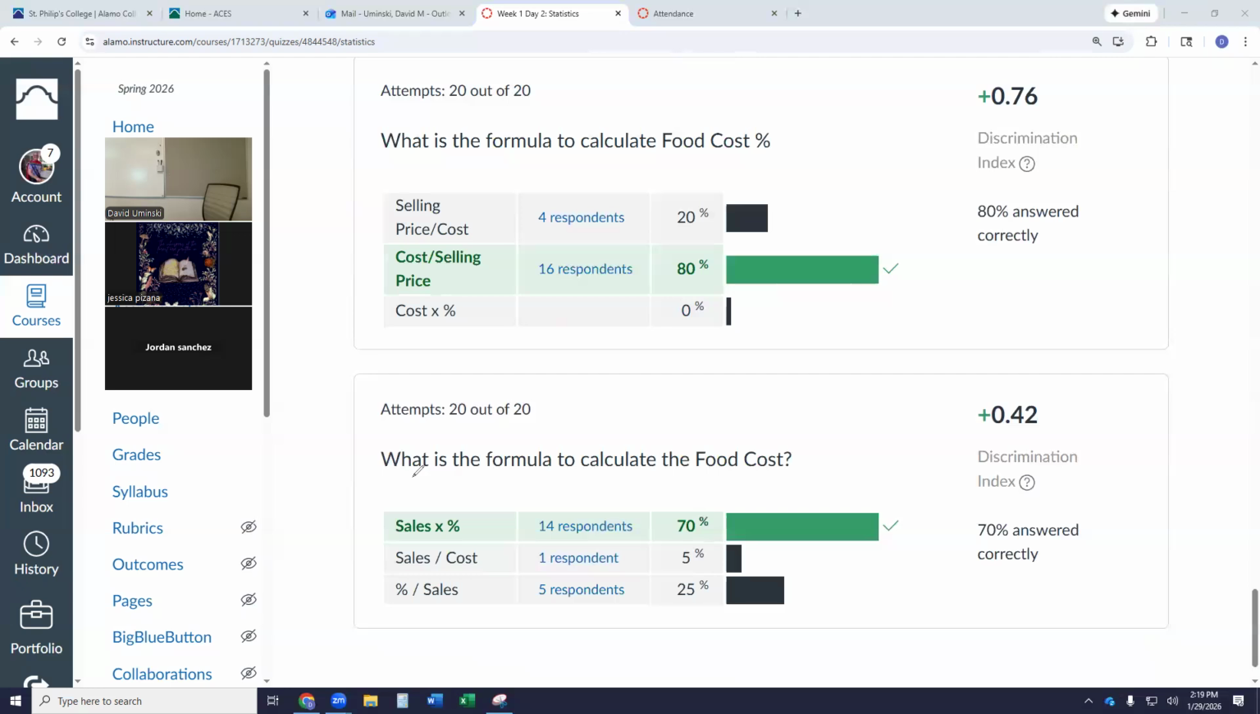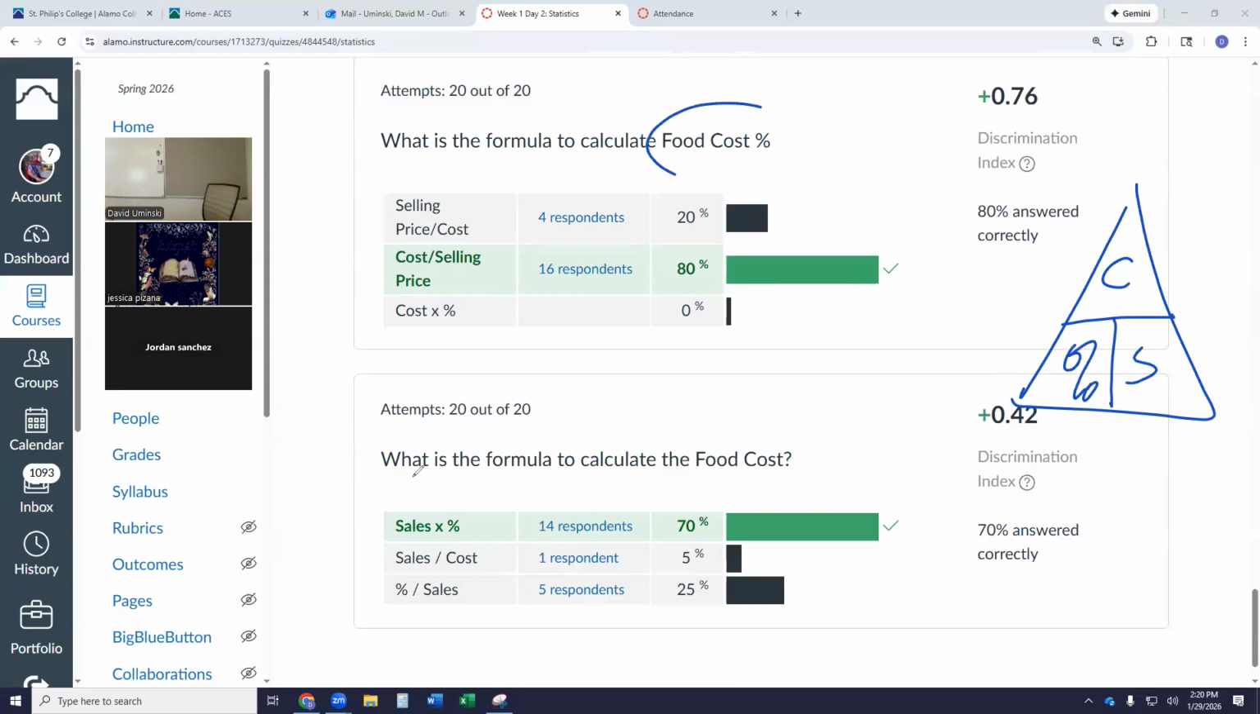And on the second one, the formulas, what I would recommend as you're still getting used to this concept, okay, is go ahead and draw your triangle every single time, right? You can draw it small in the margin: cost, percent, sales. We look at this, I'm looking for the food cost percentage. I cover that up. And what's left over is my cost divided by the selling part. Okay. So maybe a few of you did the selling price divided by the cost. So if you actually draw out the visual, it will help you see that a little bit better.